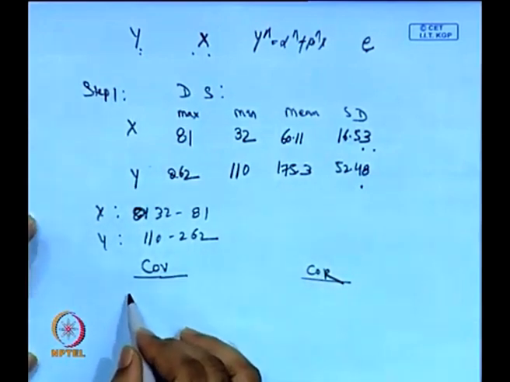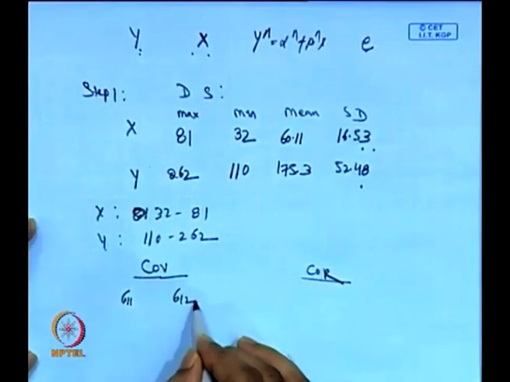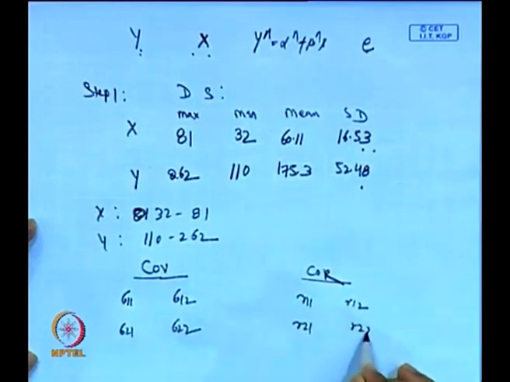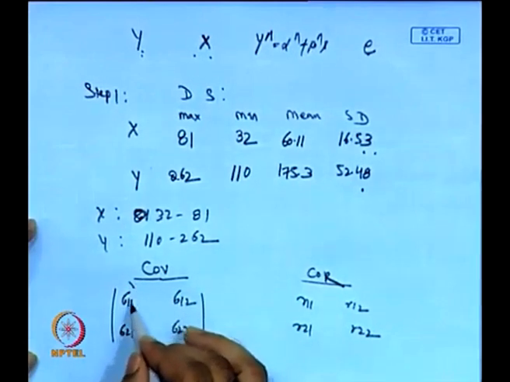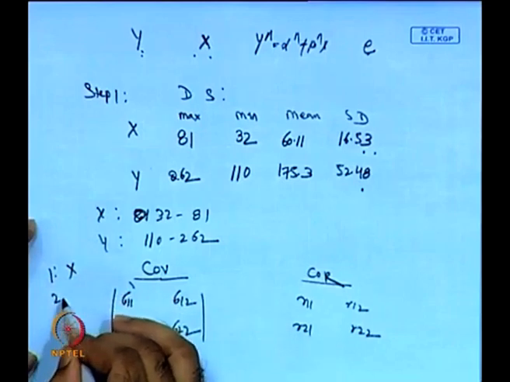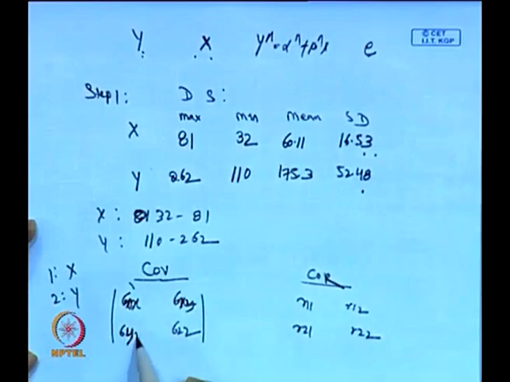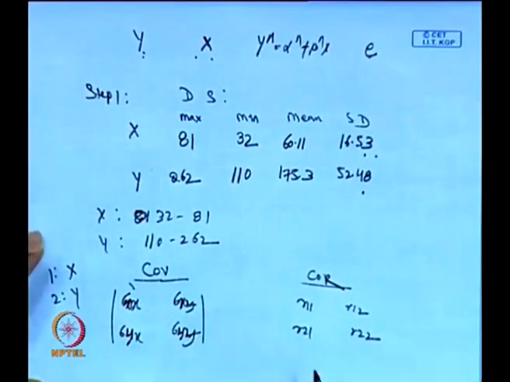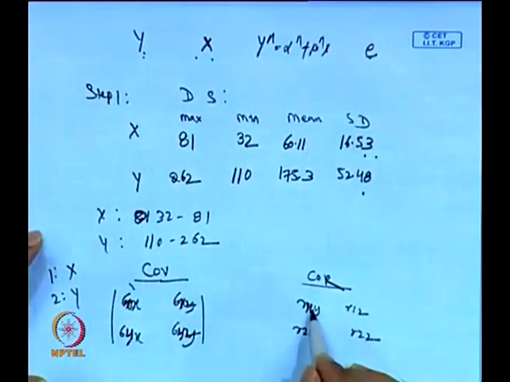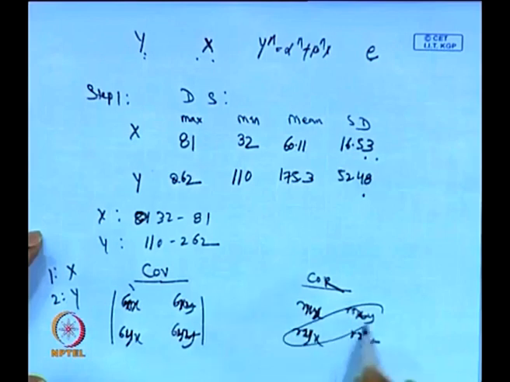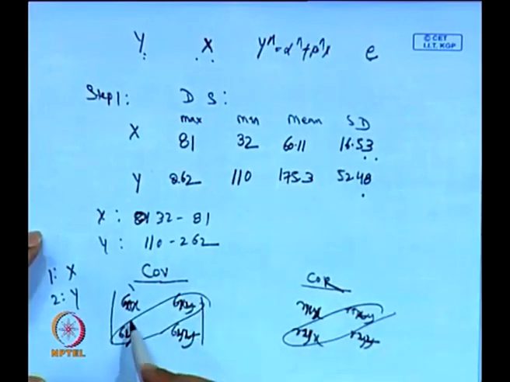The covariance matrix is nothing but sigma 1 1, sigma 1 2, sigma 2 1, sigma 2 2. Similarly, here R 1 1, R 1 2, R 2 1, R 2 2. In this structure, 1 stands for x and 2 stands for y. So, instead of 1 1 we can call it sigma x x, then sigma x y, similarly sigma y x, then sigma y y. This is another way you can represent it. Similarly, this is R x x, R x y, R y x and R y y. This structure is very symmetric in nature, and the diagonal entries of the correlation matrix are always equal to 1.0.